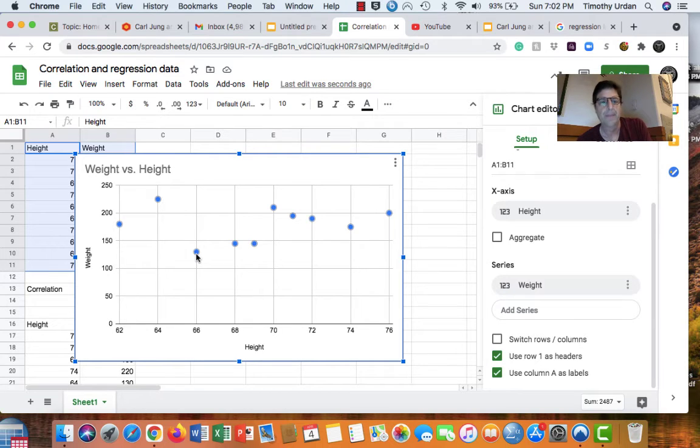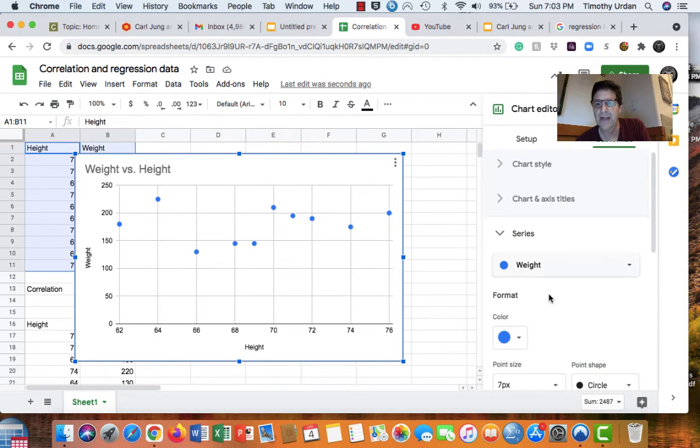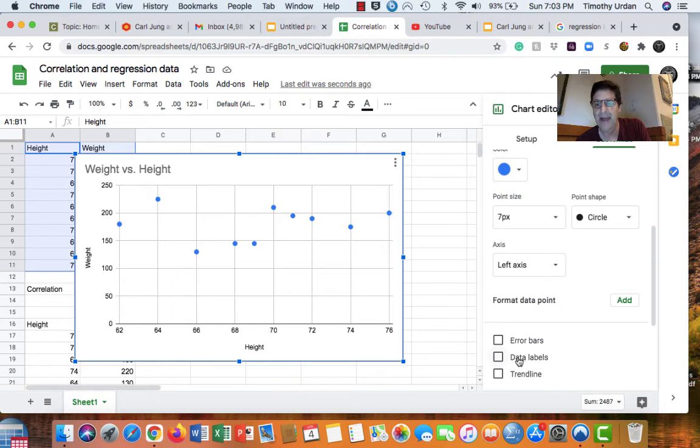Now look, we don't have a clear pattern here. This person, even though they're shorter, weighs more than this person. This person, who's taller, weighs more than this person and this person, but this person is shorter than this person. So it's not going in a constant direction. And if we add a regression line in here, you can see just how bad our predictions are.